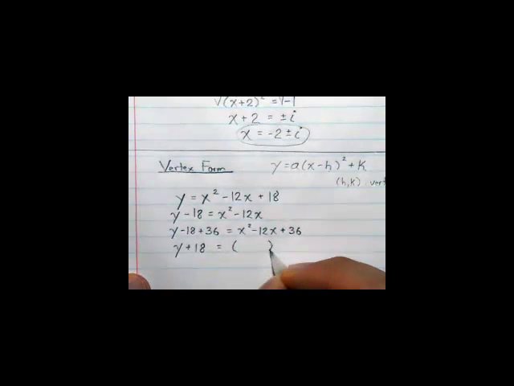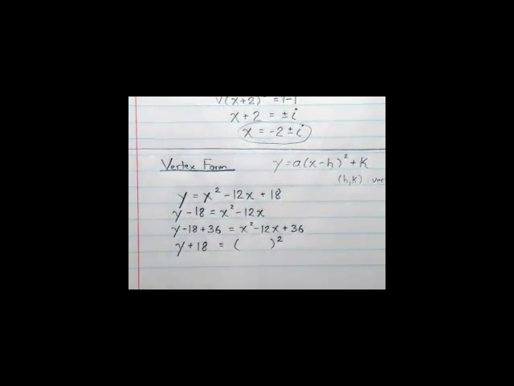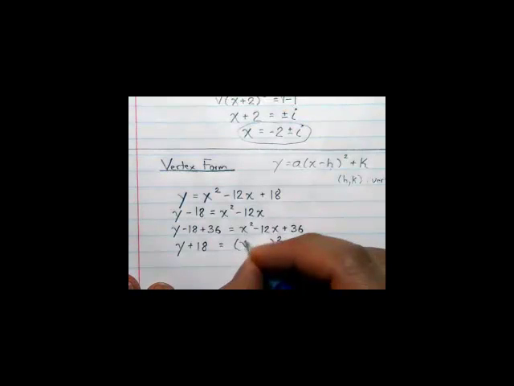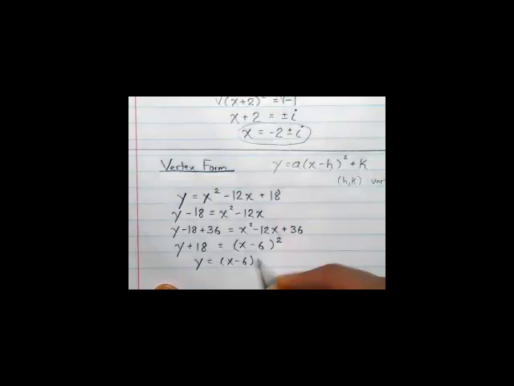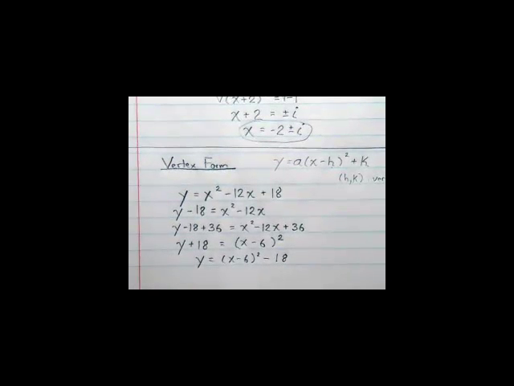And then, what do I have over here as my perfect square? x minus 6. Okay. And then, to put it in vertex form, I just got to shuffle this 18 back over to the other side at the end. So it'd be y equals x minus 6 squared minus 18. I got to subtract it back over, right? Okay. So there's your vertex form.